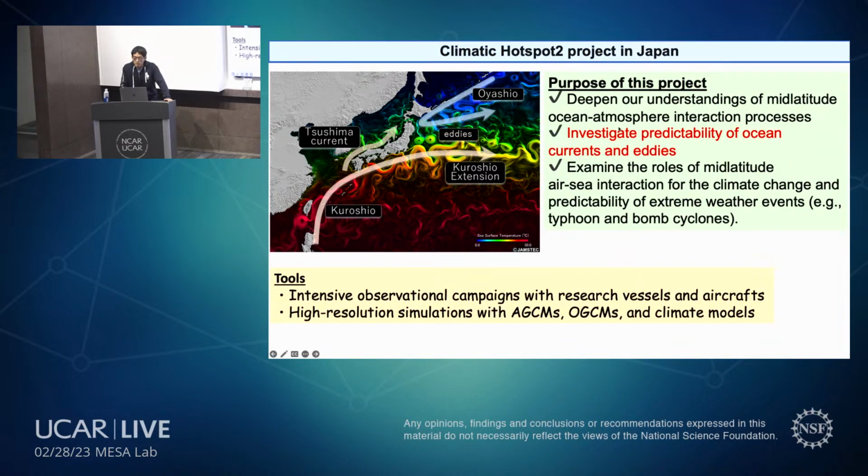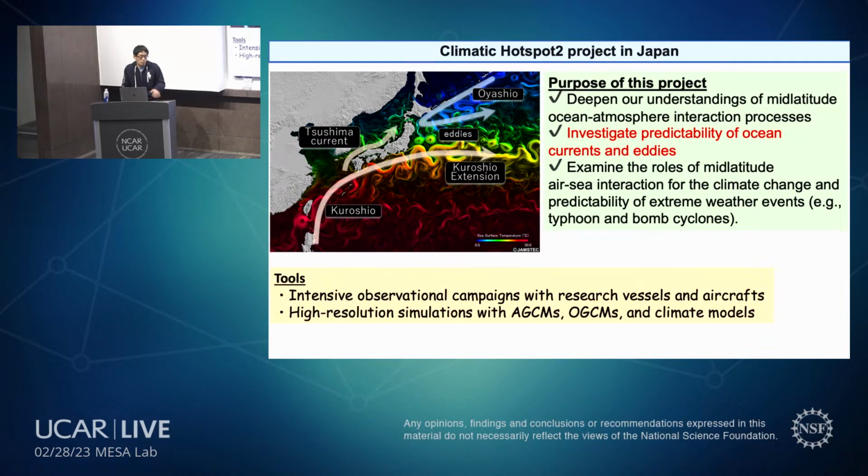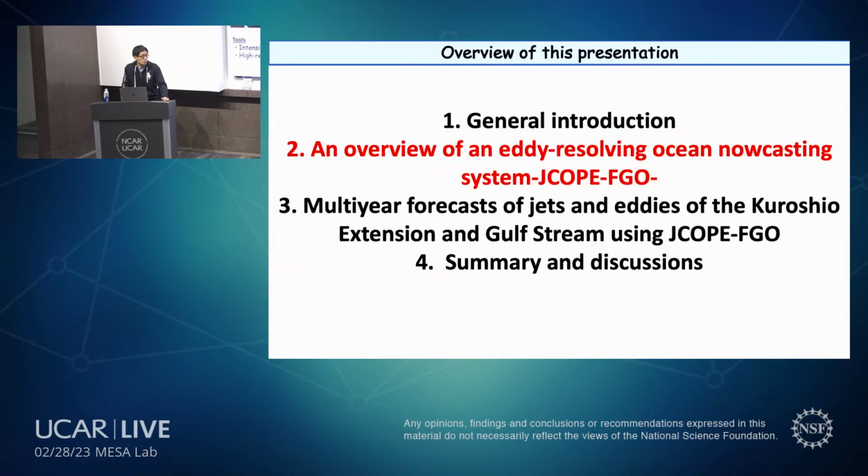In this presentation, under this project, I'm working on an investigation of the predictability of ocean currents and eddies using high-resolution data-assimilated ocean general circulation model. The main focus of this project is the Western North Pacific because it's close to Japan, but the interests are not limited to this specific region, and also extend to other western boundary current regions. So this is a general overview and the reason why we decided to work on this project.